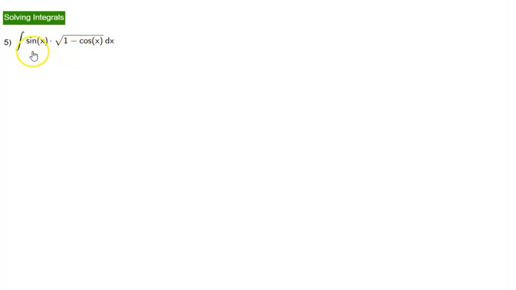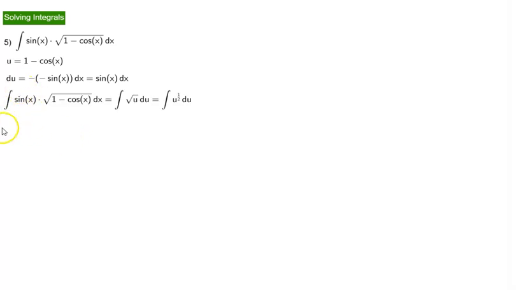Now here what do we do? We take u is equal to 1 minus cos x. So that du becomes 0 minus sin x dx, which is equal to sin x dx, which is what is there under the integral as well. So our integral sin x times square root of 1 minus cos x dx is equal to integral square root of u du, which is equal to, we can write it in the radical form.